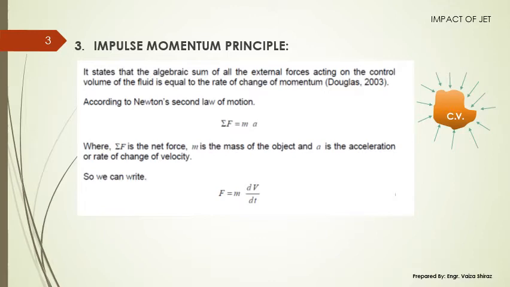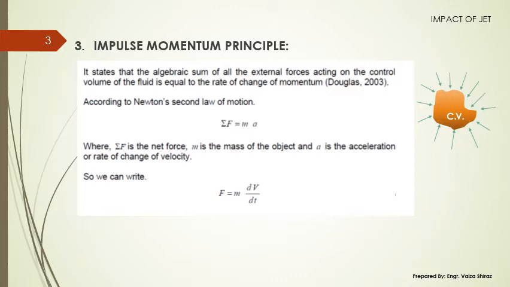Impulse momentum principle. It states that the algebraic sum of all the external forces acting on the control volume of the fluid is equal to the rate of change of the momentum. According to Newton's second law of motion, summation of F is equals to m into a, where the summation of F is the net force, m is the mass of the object, and a is the acceleration or the rate of change of the velocity.